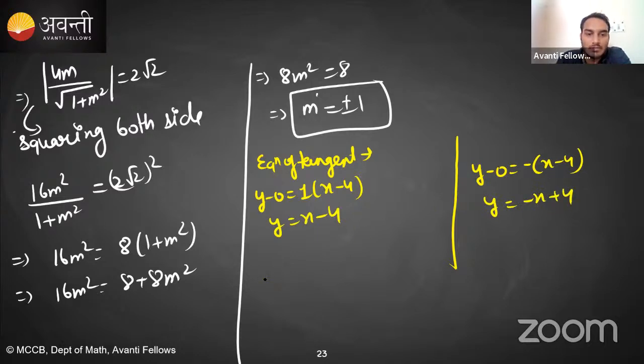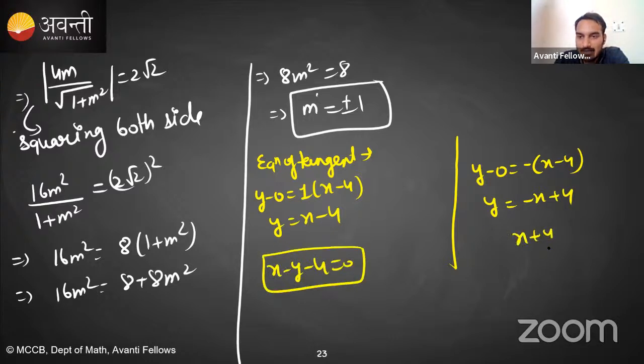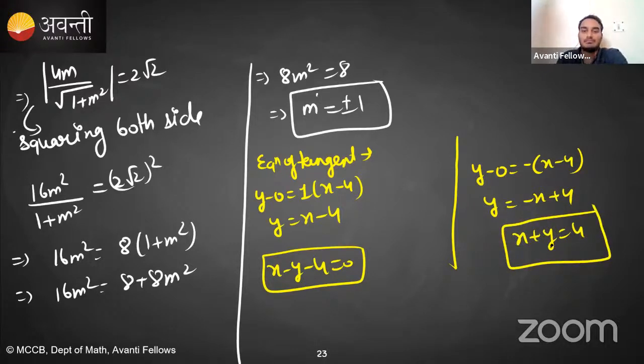So it implies the equations of the tangents are x minus y minus 4 is equal to 0 or x plus y is equal to 4. So these are the two equations of tangent. Okay, so these two are the equations of tangent. Is this clear?